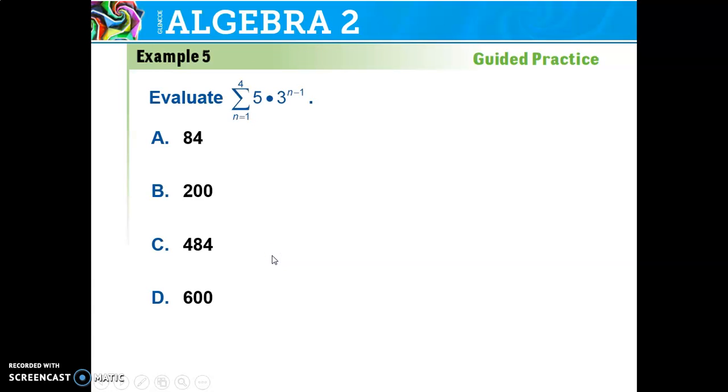Okay, give this one a try. It might be easier just to write out since there are only 4 terms from 1 to 4. And the correct answer is 200. You may need a little bit more assistance on the geometric mean and the sigma notation in this chapter. Please refer to the notes and also the additional videos that are linked in the packet that is assigned on Teams.